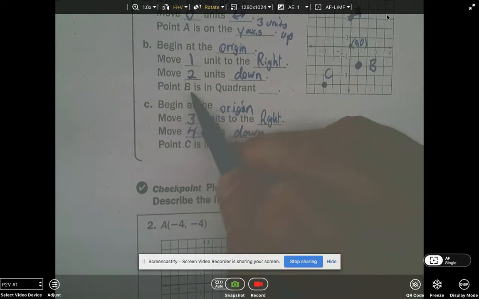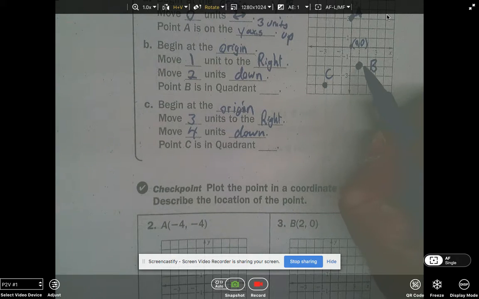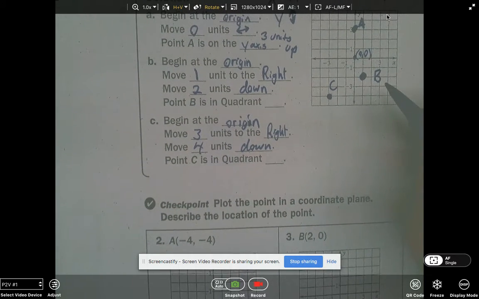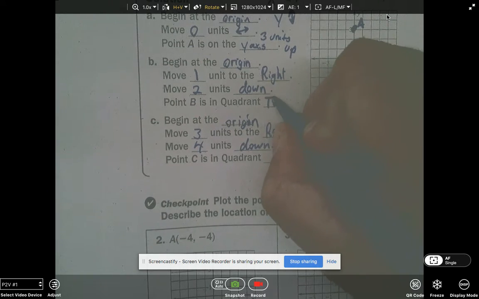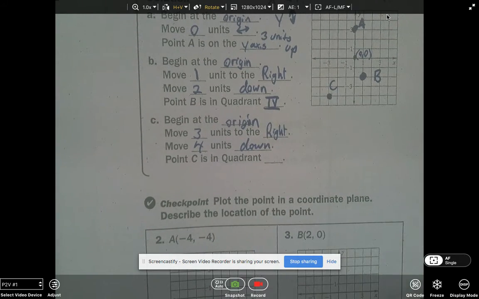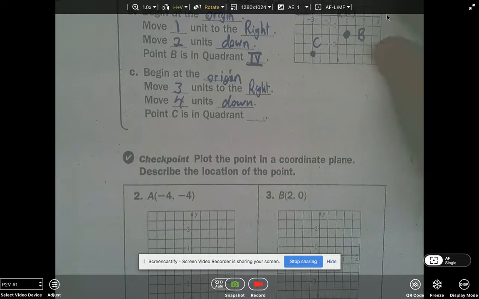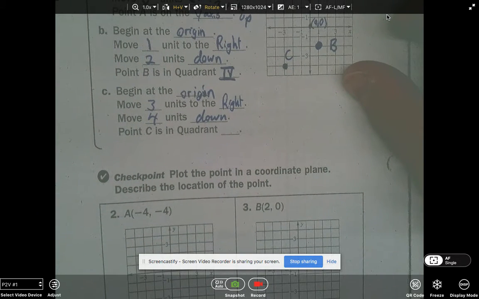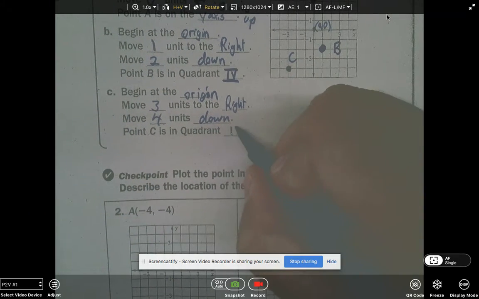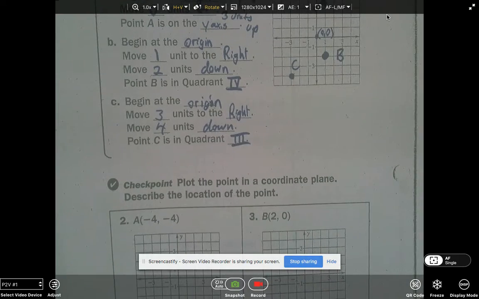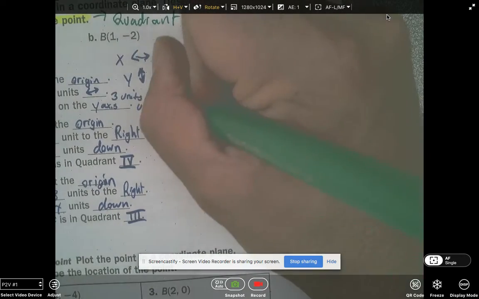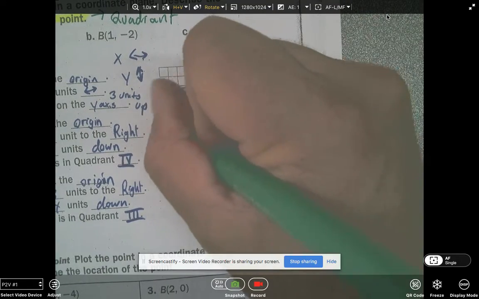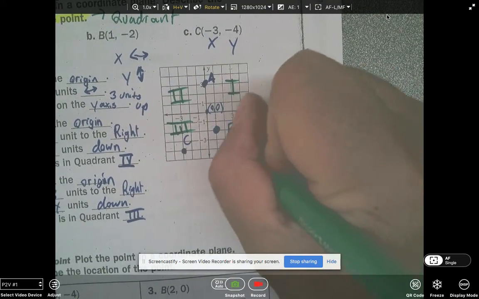All right, point B. All right, so point B is here. Can someone remember what quadrant that is? It's either 1, 2, 3, or 4. It's quadrant 4. And then the last one is point C. Which quadrant is that? So that's quadrant 3. Again, if you do that here, that goes quadrant 1, 2, 3, and then 4.